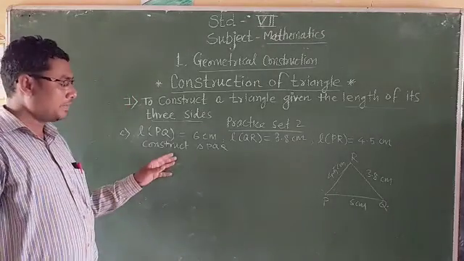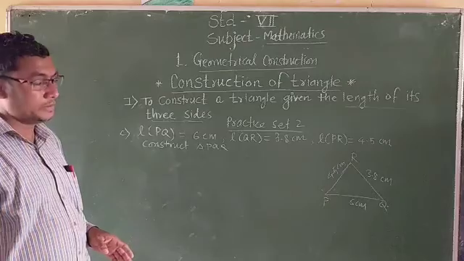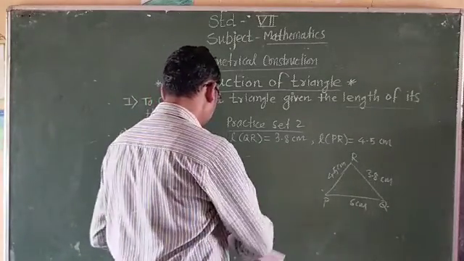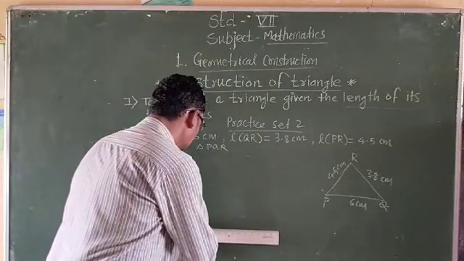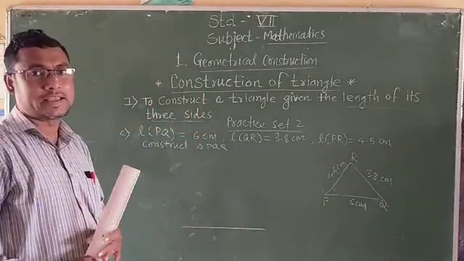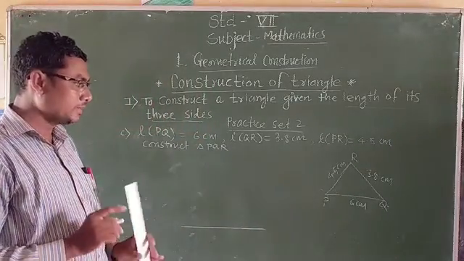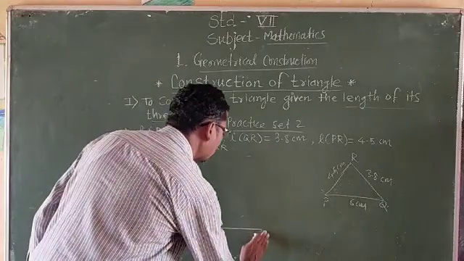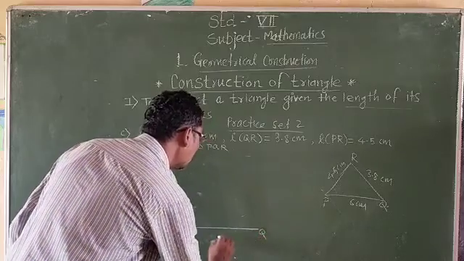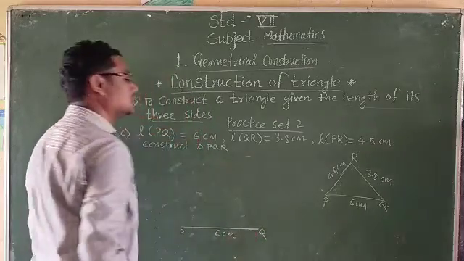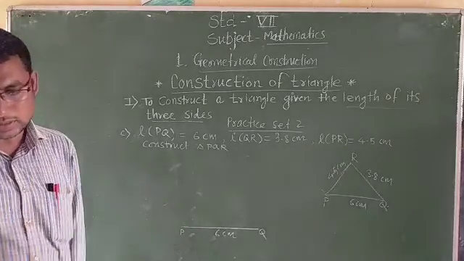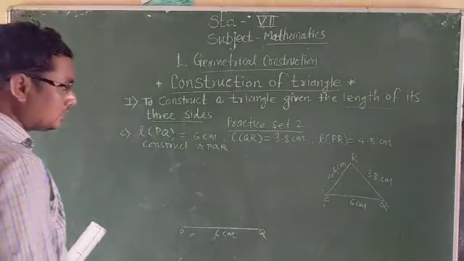So first of all, what do we take? PQ length is 6 centimeter. Okay, so here by using a scale, you have to take the 6 centimeter. I am not taking the exact measurement, you have to take the exact measurement. That is PQ equal to 6 centimeter.